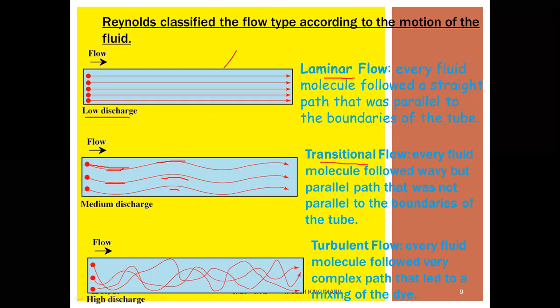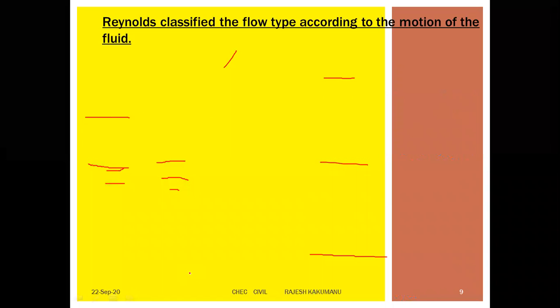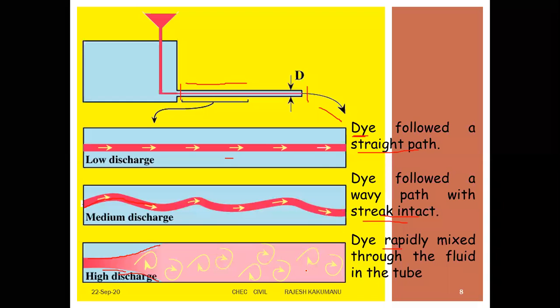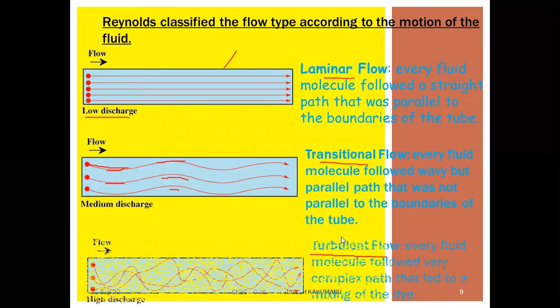Third one, whenever the fluid is flowing in the water pipe with high discharge, then this is nothing but the turbulent flow. Every fluid molecule followed a very complex path that leads to the mixing of the dye. So what happens after disturbing with high discharge and high velocity, whenever the fluid is going in the pipe, these are taking different movements. We don't know which direction it is going. So in what we saw earlier, through this movement we get whirlings, taking different directions and going from the pipe to the exit. That type of flow we are calling turbulent flow.